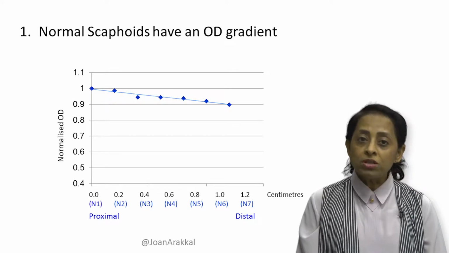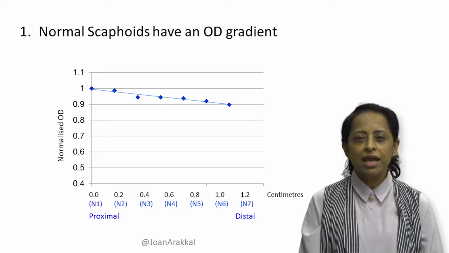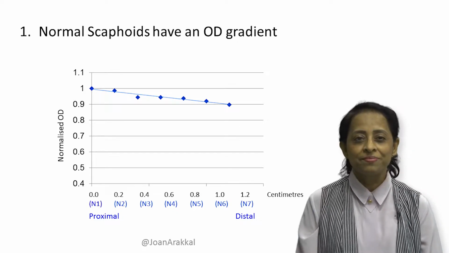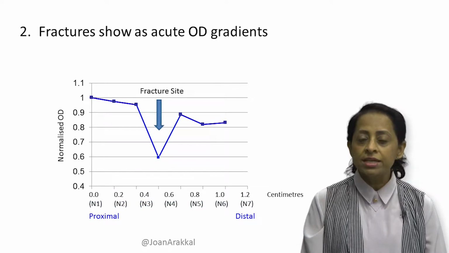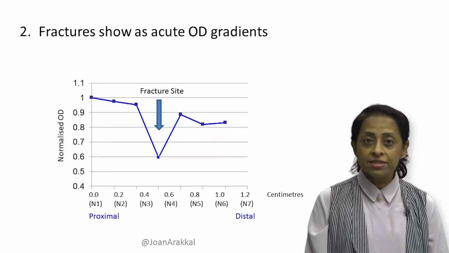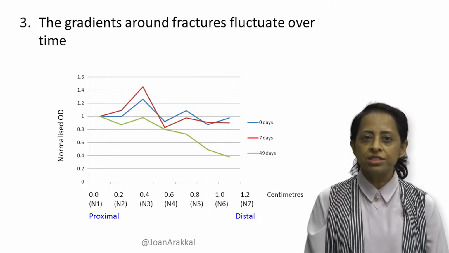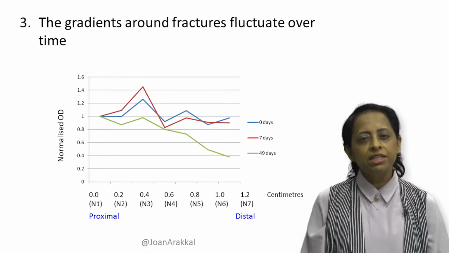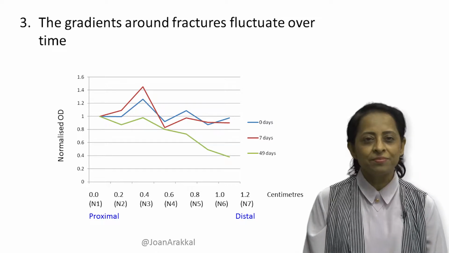First, that from the proximal to the distal end, normal scaphoids show a slight natural gradient of about -10%. Second, that fractures show up on X-rays as acutely formed gradients, and that if we follow the optical densities in fractured scaphoids over time, they fluctuate with gradients that initially rise and later fall to their normal natural gradient.